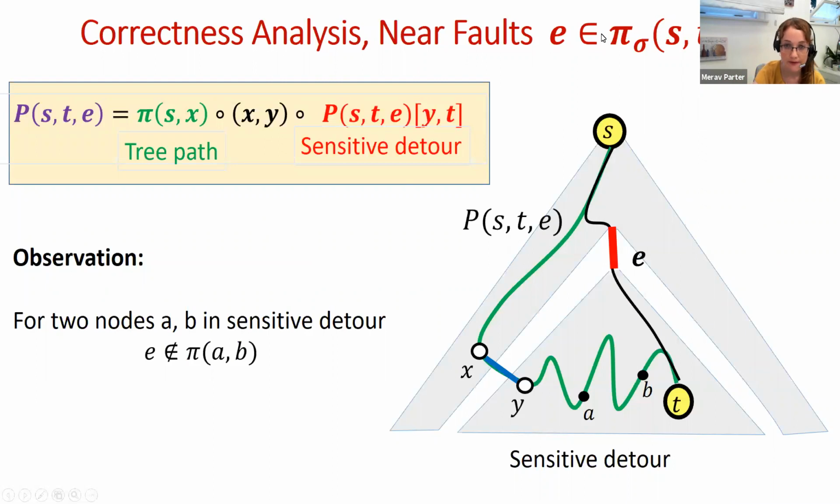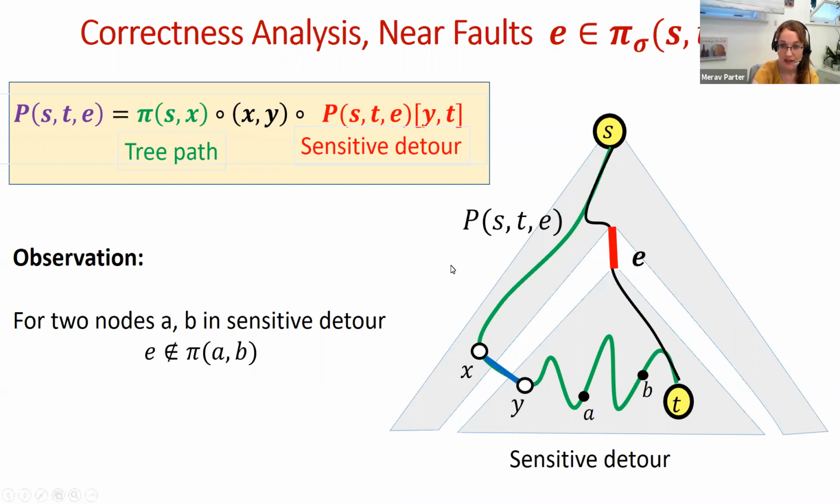Now for the near faults, it is very convenient to look at the following decomposition of the replacement path. So as we said before, in gray, you see the BFS tree. In black, you see the shortest path between S and T, and this is the failing edge E. We claim that the replacement path can be decomposed into 3 parts. We have the tree path, S to X. Then we have some linkage, X to Y. And then we have what we call the sensitive detour, the segment from Y to T that lies entirely inside the BFS tree, the subtree rooted at this edge.